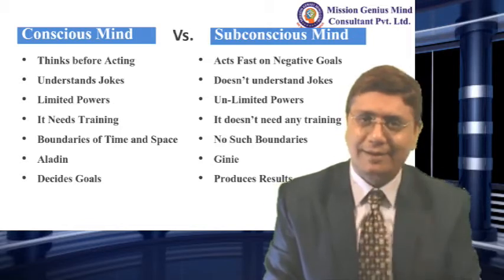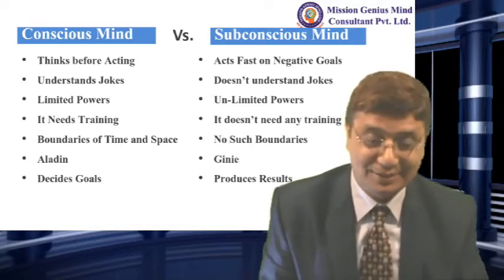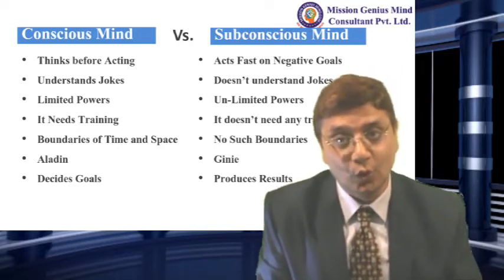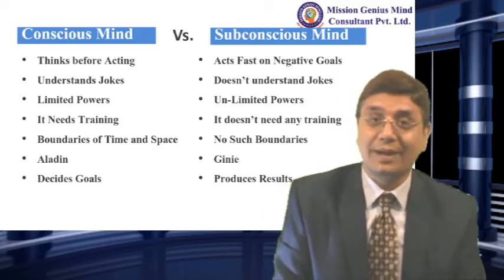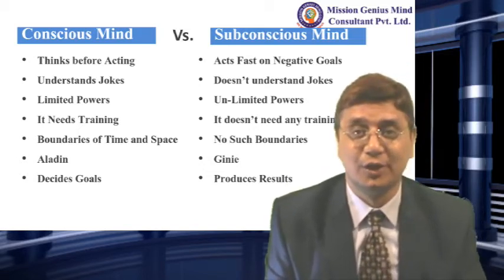The conscious mind thinks before acting. Subconscious doesn't think anything. It does not think. It acts very fast on the negative goals. Okay. The conscious mind understands jokes. Subconscious does not understand jokes.